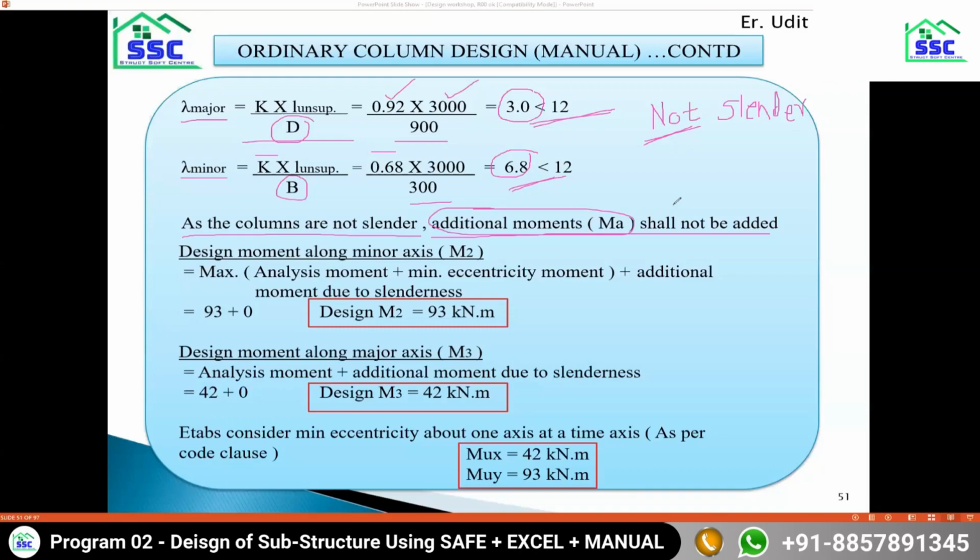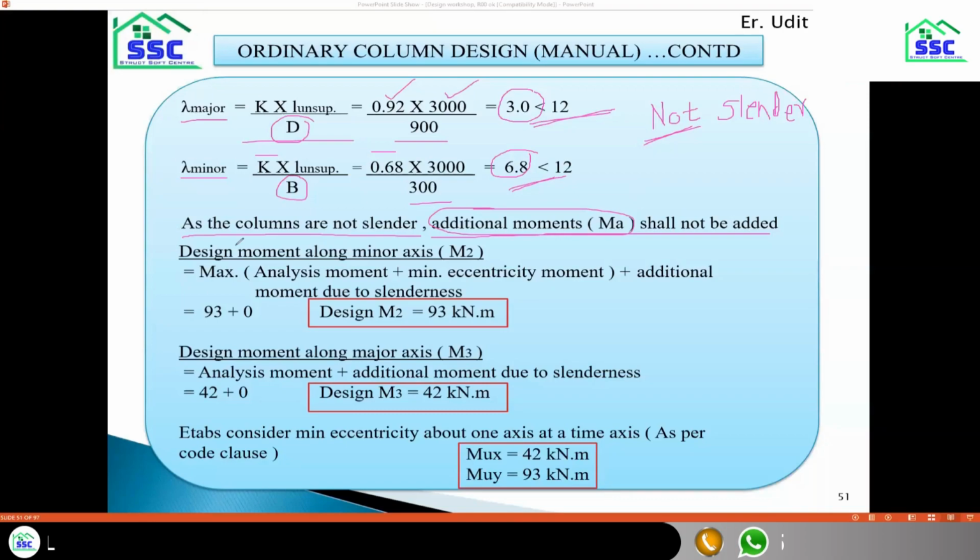Our first step in ETABS is to find out design moments based upon the analysis moment. Once we get that design moment and design forces, then we calculate the reinforcement. That part is easy. Calculating the design forces from analysis forces is a tricky part. Calculating reinforcement is easy. You can use SP16 and find it out. But finding out the design forces from analysis forces is important. So here we will not add additional moment to our column.